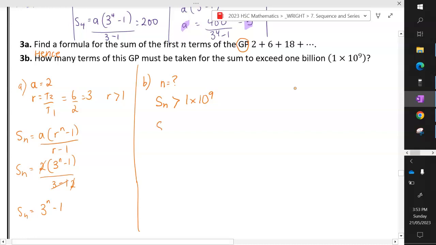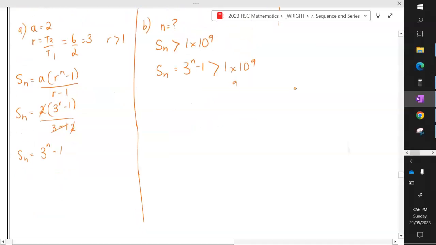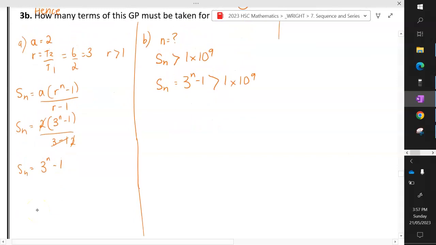So we have our sum to the n being 3 to the n minus 1, and we want that to be bigger than 1 billion. So what we need to solve here is for the value n. n is in our power. We have a lot of difficulties in solving things that are in the power. Generally, what we do to remove this from our power is we use a logarithm. So I'm going to use a logarithm in this question.